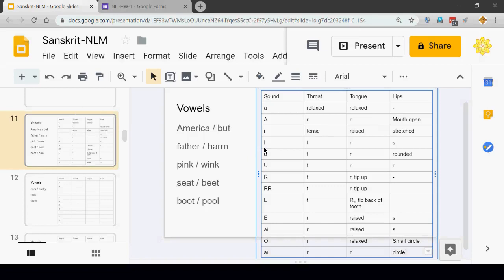So this is the entire list of the vowels which are on the chart of letters of the Sanskrit language here as of today.